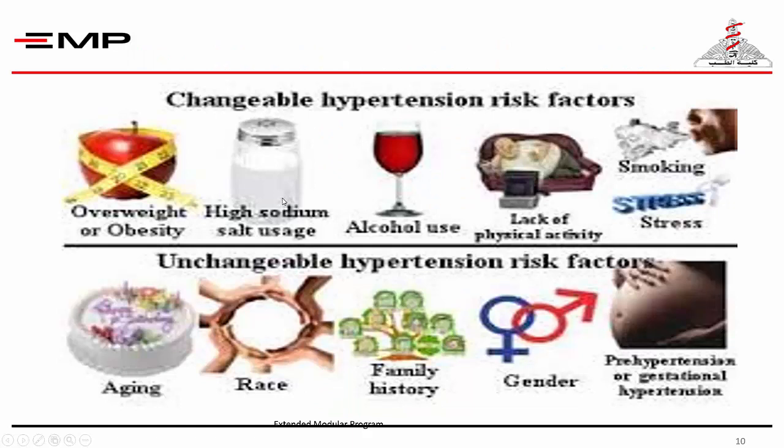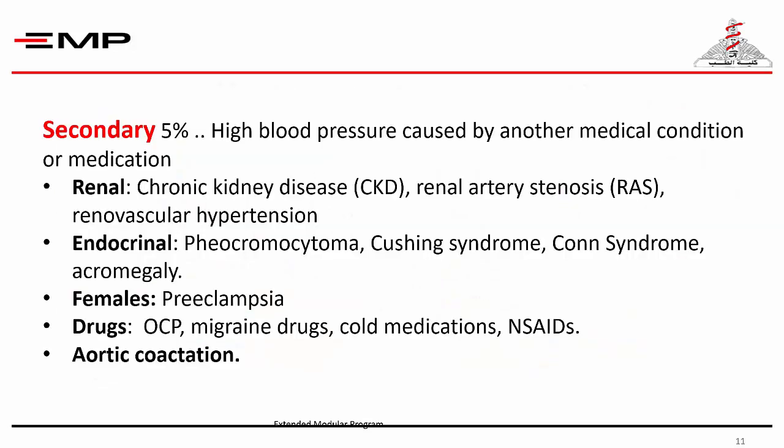Risk factors for hypertension can also be classified into modifiable or changeable risk factors and unchangeable or unmodifiable risk factors. The modifiable risk factors include obesity, increased salt usage, alcohol abuse, smoking, stress, and sedentary lifestyle. Unmodifiable or unchangeable risk factors include black race, aging, positive family history or genetic factors, gestational hypertension, and gender.